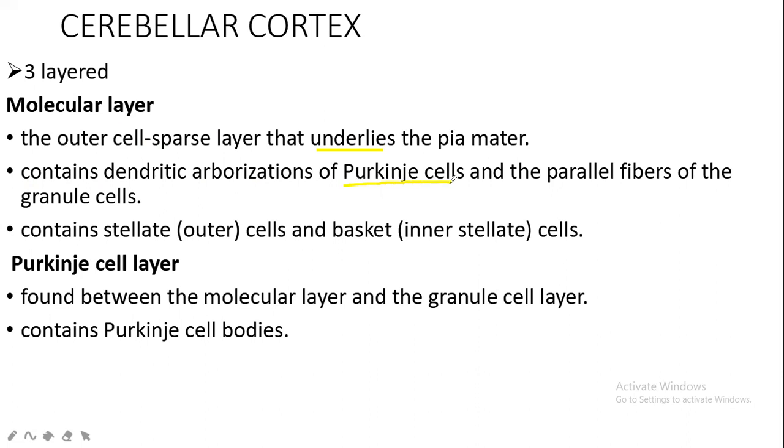Now, these Purkinje cells are large cells of Golgi type 1, right? So their dendrites are found in the molecular layer, together with the parallel fibers of the granule cells, as well as other cells, the stellate and the basket cells. So let's appreciate that we have another layer underneath the molecular layer that we call the Purkinje cell layer. This is a thin layer, found between the molecular and the granular layer, and it contains the cell bodies, these flask-shaped cell bodies of the Purkinje cells.